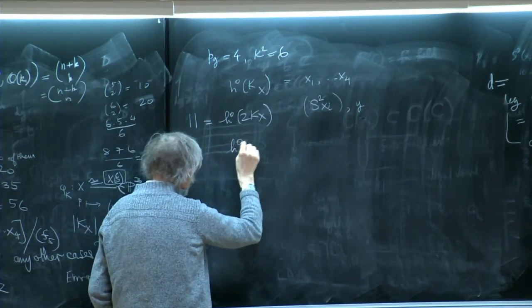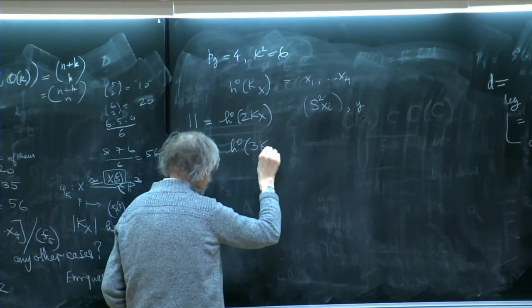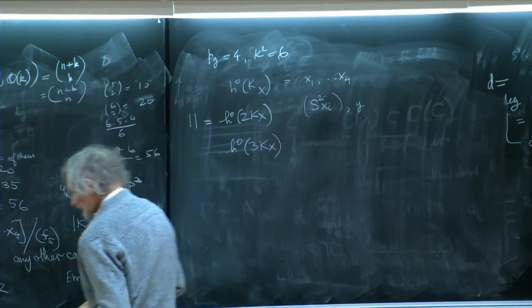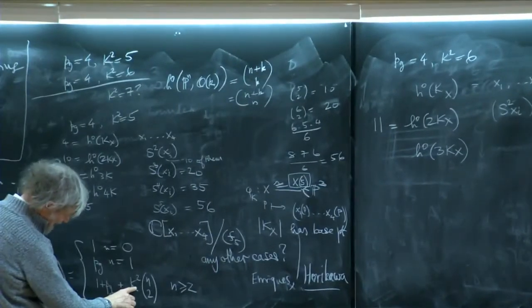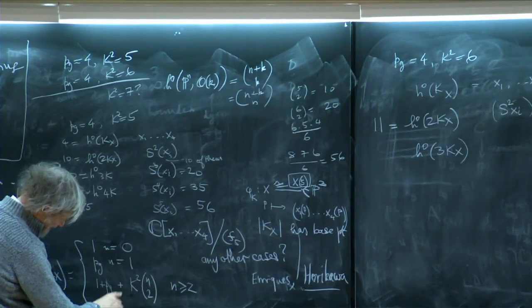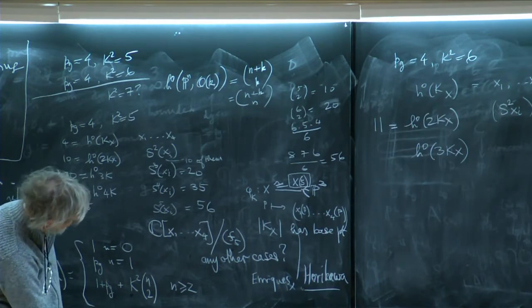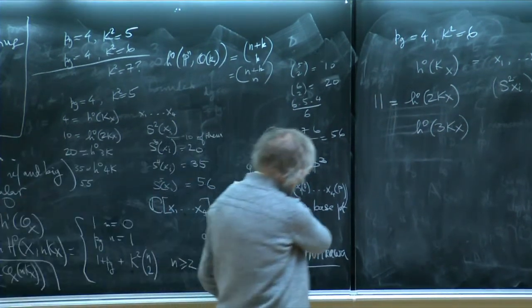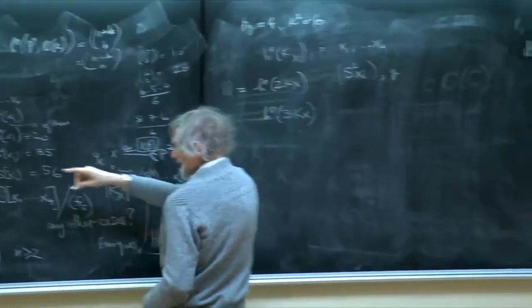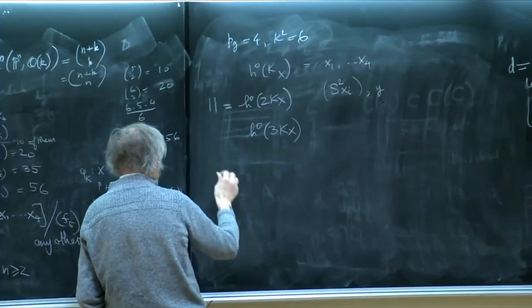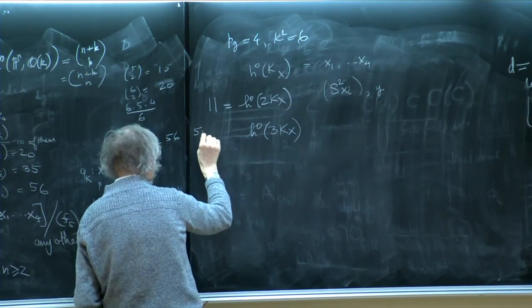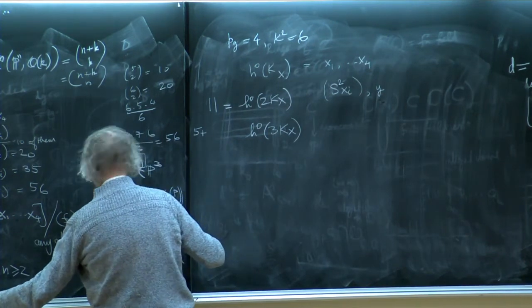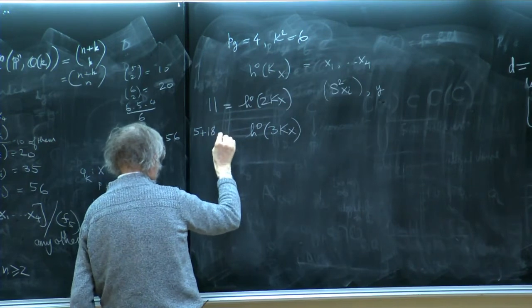So H^0 of 3K_X, this is also very interesting. So what am I getting? I'm getting the usual 5, and then it's 3 times 6, right? So I'm getting 3 times more than I got in that calculation. So this is chi of O_X plus 3 times 6, 18. This is 23.